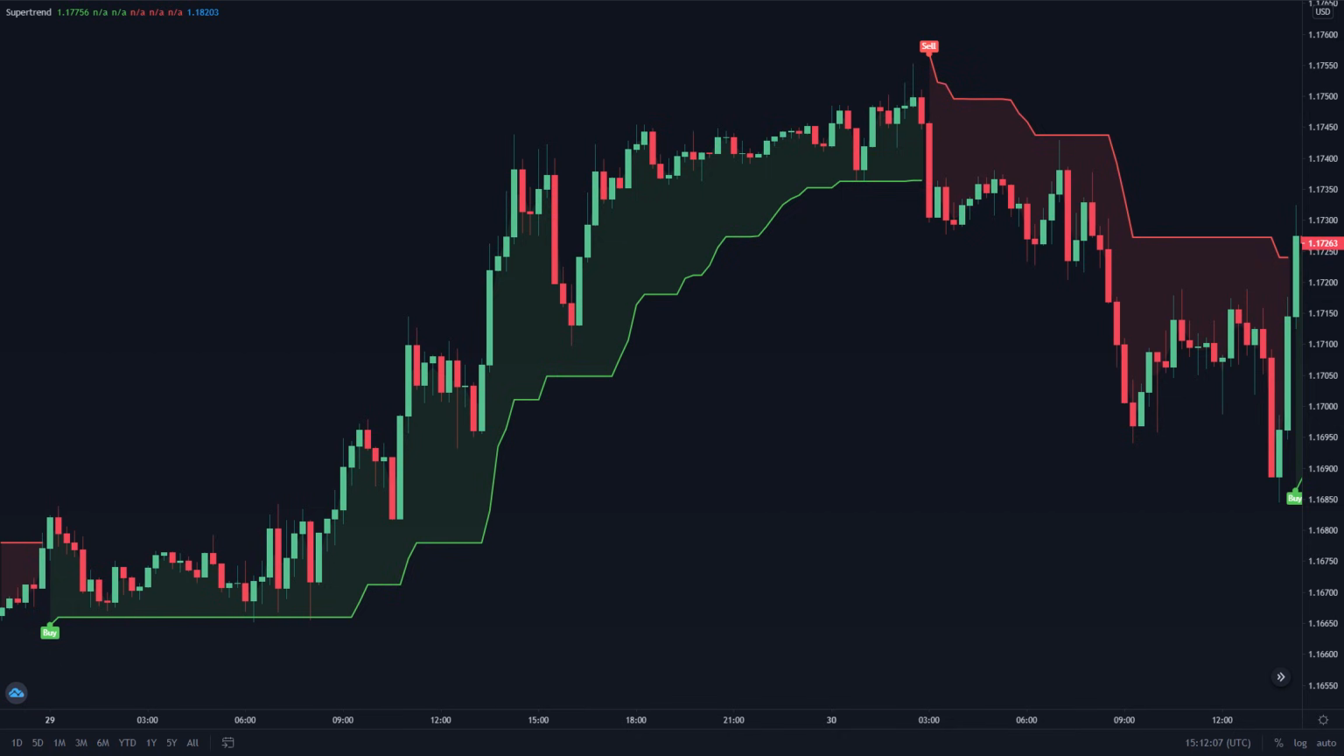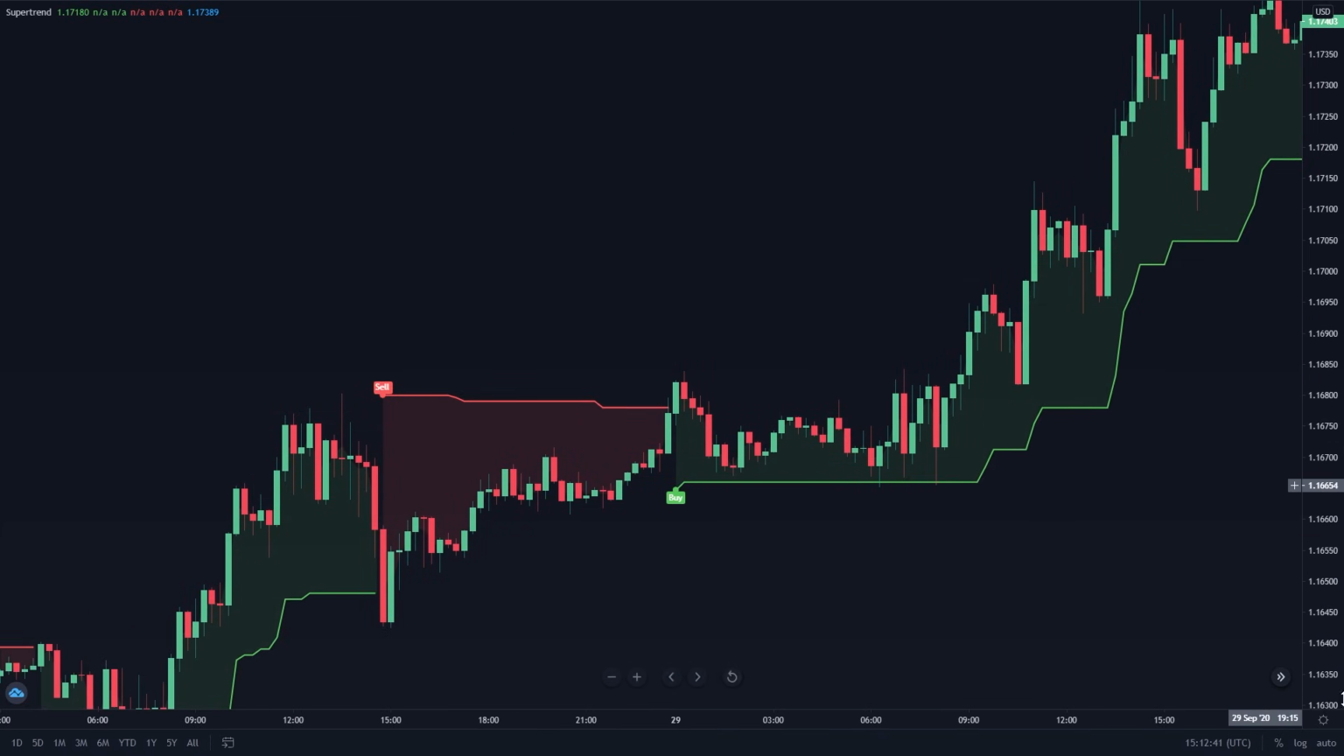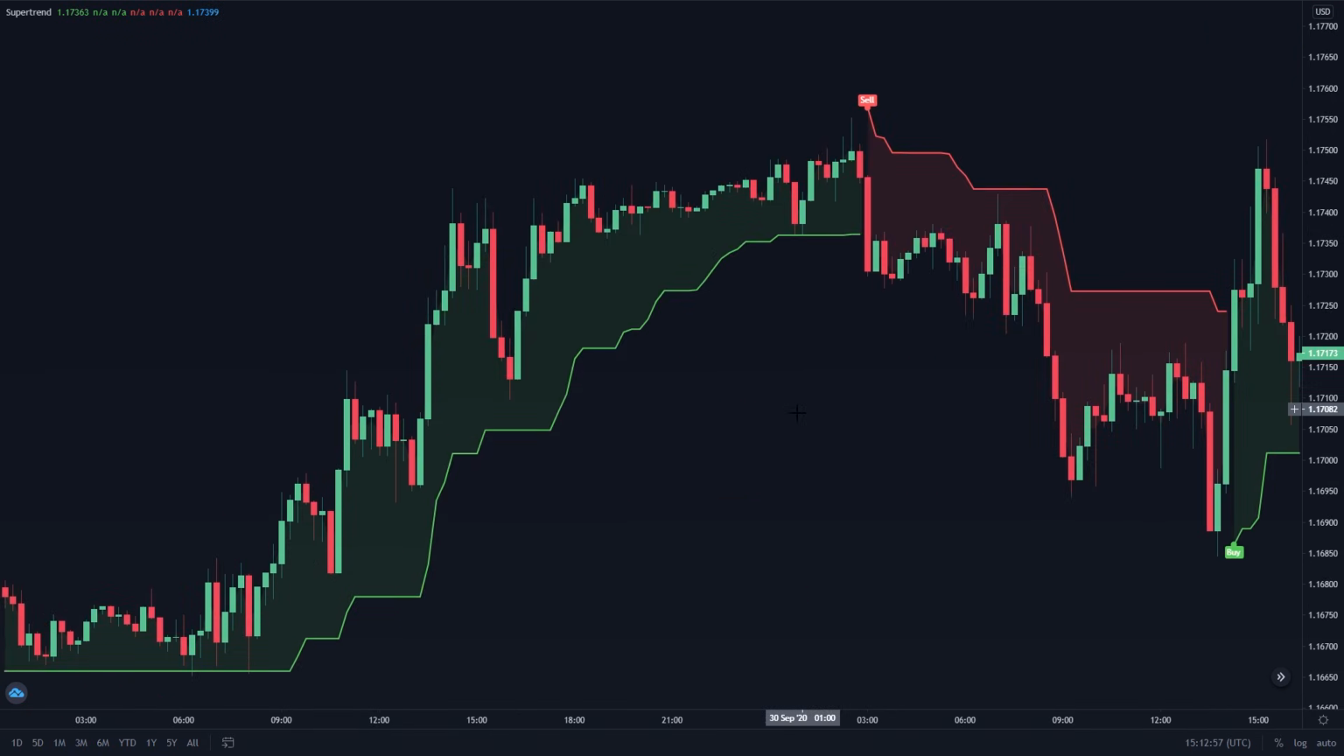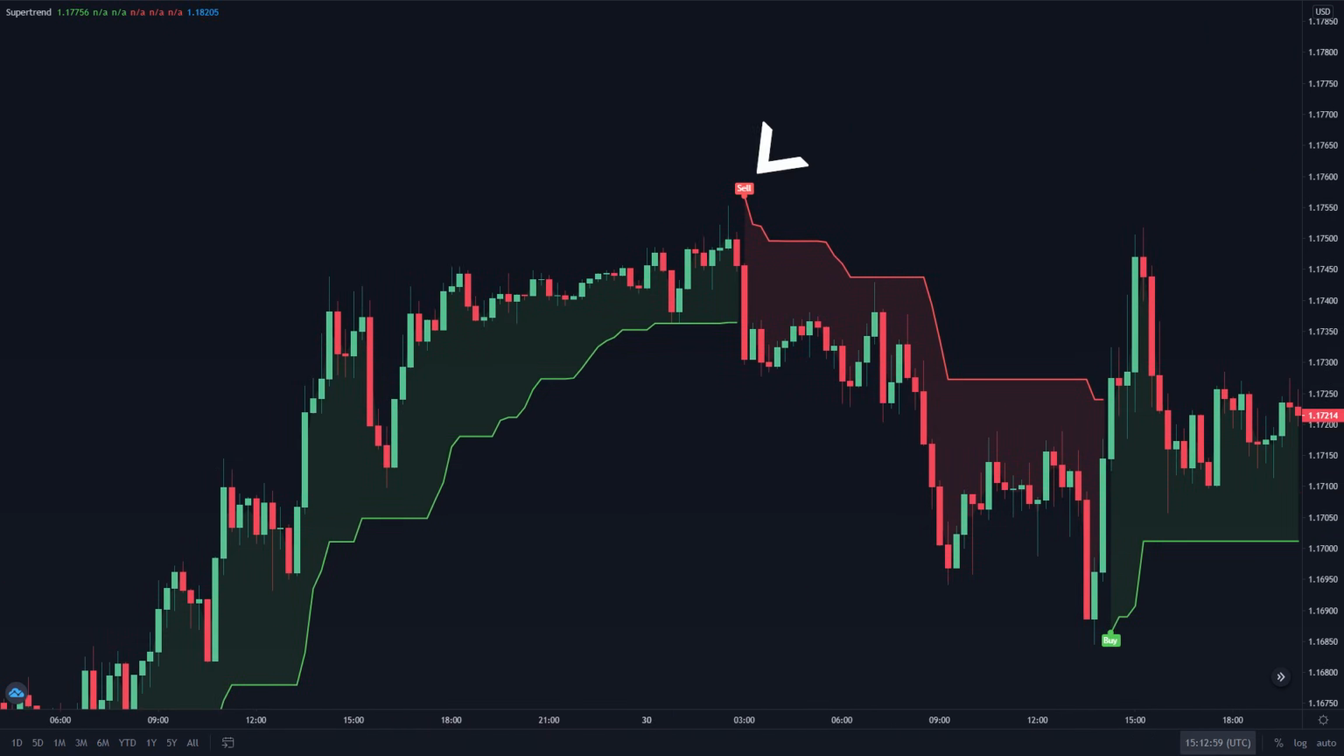So, if you open the Supertrend indicator, this is what it looks like. A single line that switches from green to red and vice versa. How you use it is pretty self-explanatory. If the line turns green, you take a buy position. And if the line turns red, you close your previous buy position and open a new sell position.